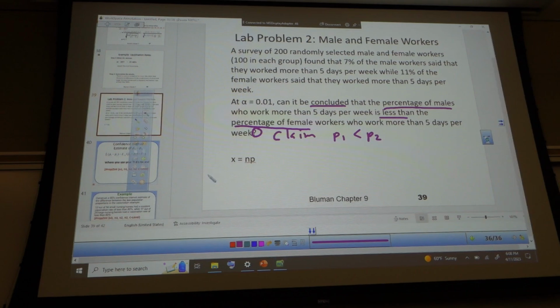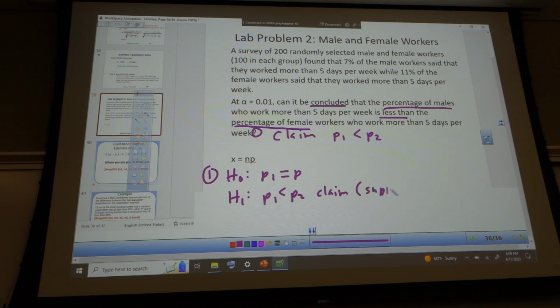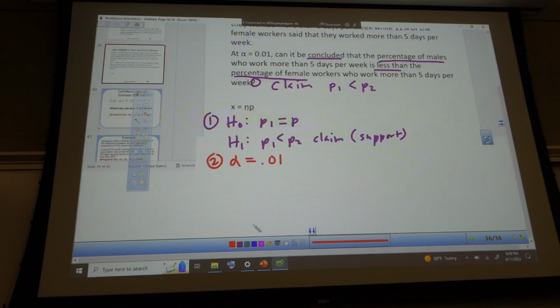All right, so then step 1, H naught always is equals. Always, always, always equals. Is that my claim? Nope, my claim is less than. P1 is less than P2. So that's going to be my claim. So am I going to use the word reject or support later on? Support. Good. Step 2, what's my alpha? 0.01. Yep.